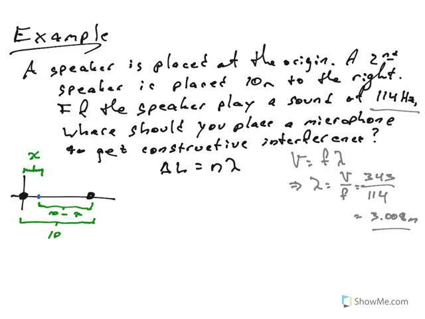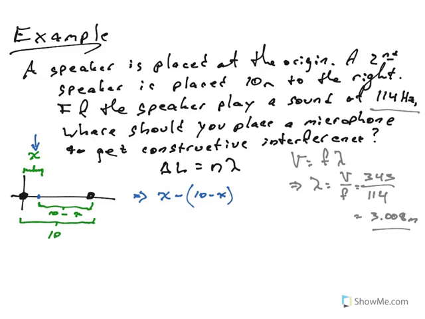So now I know the wavelength of the sound. What about this path length difference? Well, what's the difference in the distance from the speaker to the microphone on the left and the speaker to the microphone on the right? Well, I know the distance from the speaker to the microphone on the left, that's x. That's what this distance is right here. And so the difference in path lengths is x minus, now we need the other guy's distance. Well, I already know his distance is 10 minus x.